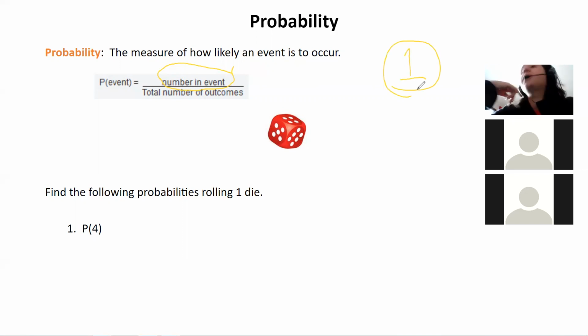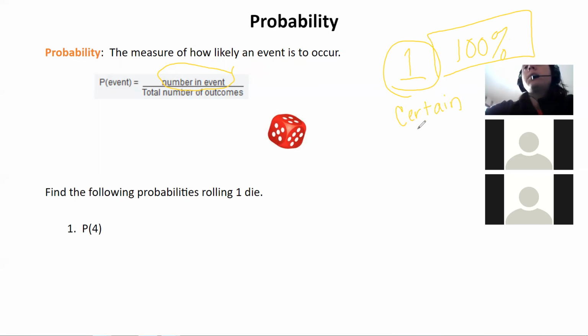What about as a percentage? What would that be? Yeah, good job. 1 or 100%. That means it's certain to happen. Does anybody, what's an example of something that is certain in our life?